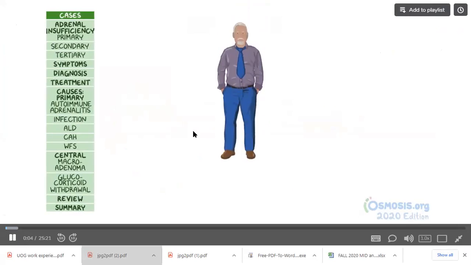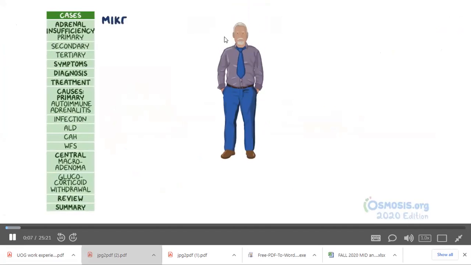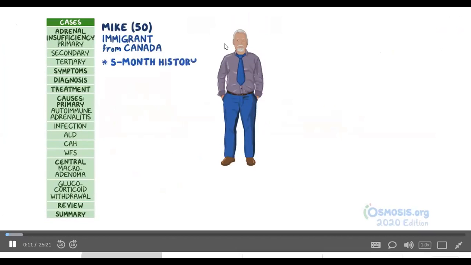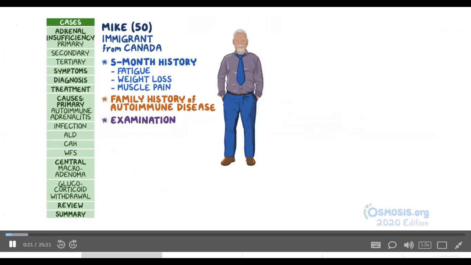While doing your rounds, you see two individuals. First is Mike, a 50-year-old immigrant from Canada who comes in with a 5-month history of progressive fatigue, weight loss, and muscle pain. Personal history is unremarkable, but there's a family history of autoimmune disease. Examination reveals hypotension and diffuse skin hyperpigmentation, most pronounced around the oral mucosa, palmar creases, and knuckles.